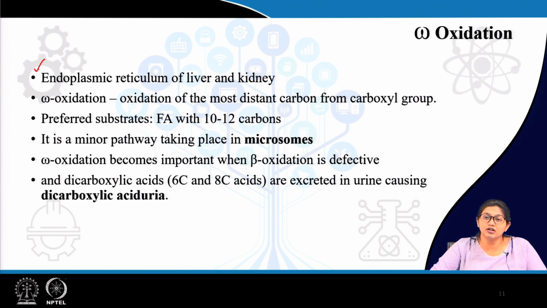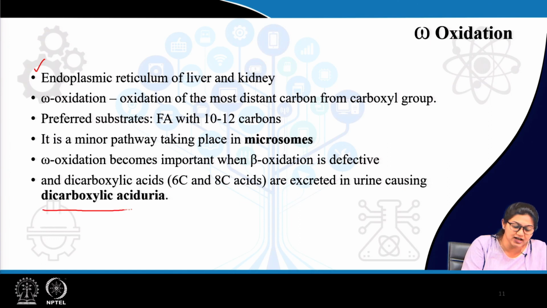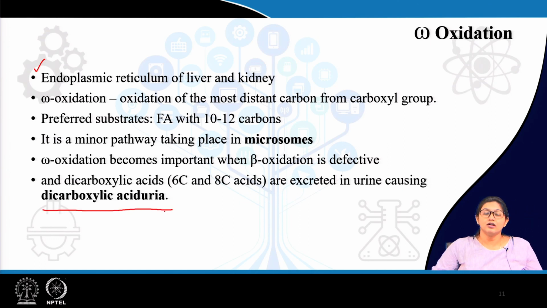Then omega oxidation, remember omega oxidation is the minor pathway, and in normal persons there is omega oxidation along with the major fatty acid oxidation pathway, that is beta oxidation. But the omega oxidation process is exaggerated when the beta oxidation is defective. And what is the fate? There is dicarboxylic aciduria. So, how this dicarboxylic aciduria occurs when there is beta oxidation defect, we will discuss via the enzymatic reactions of omega oxidation.